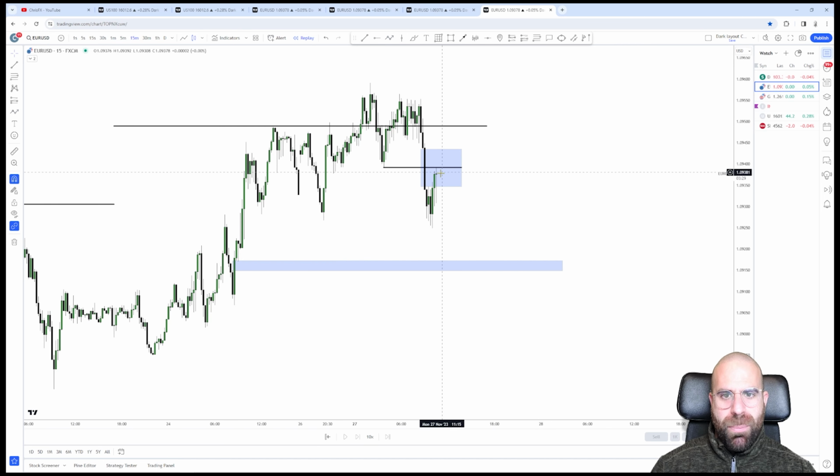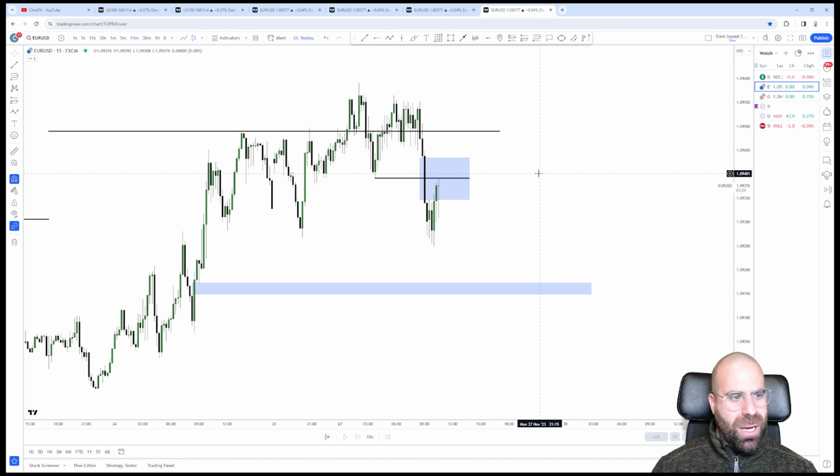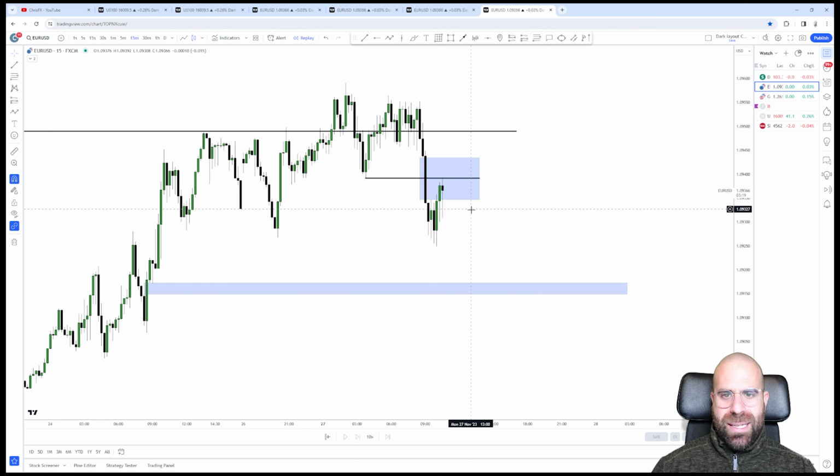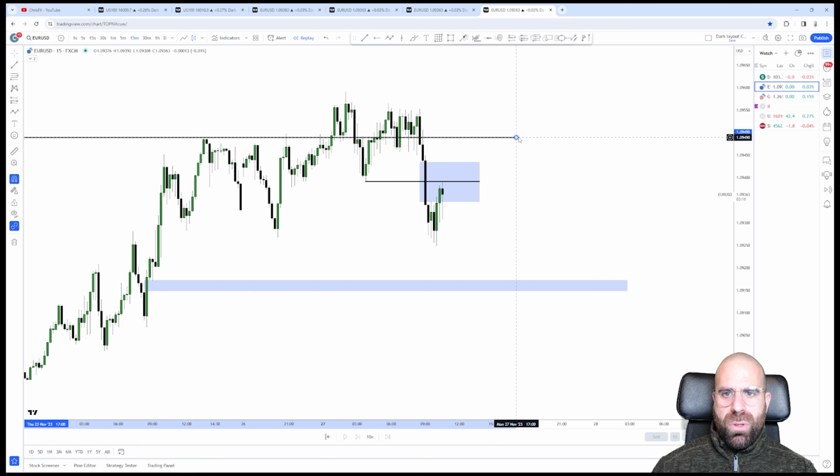I had my fair value gap and I had this beautiful breaker block. Actually, not had, I still have. This is very important. I still have them. I'm still in the trade.